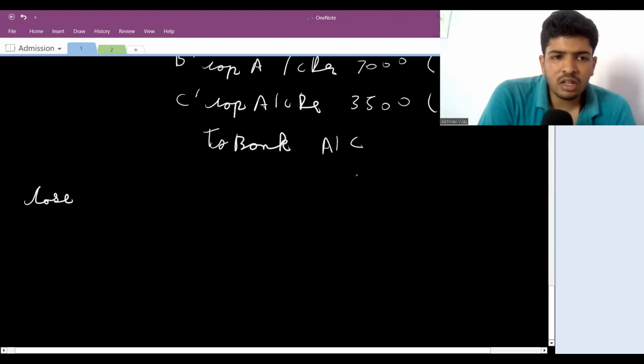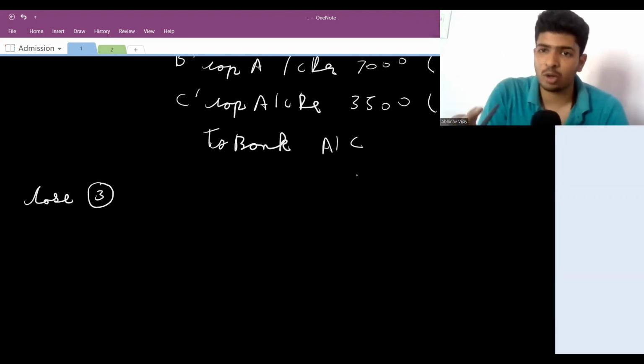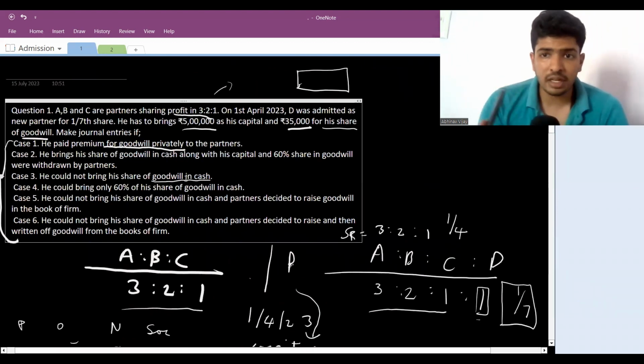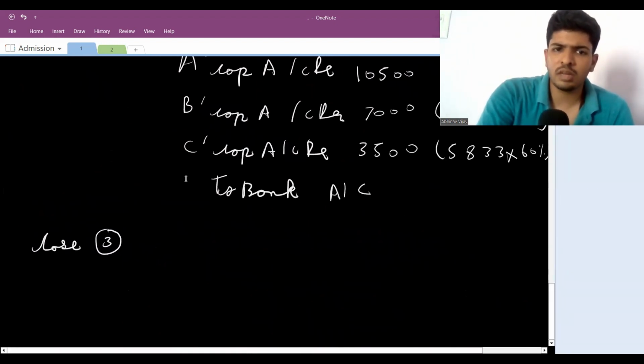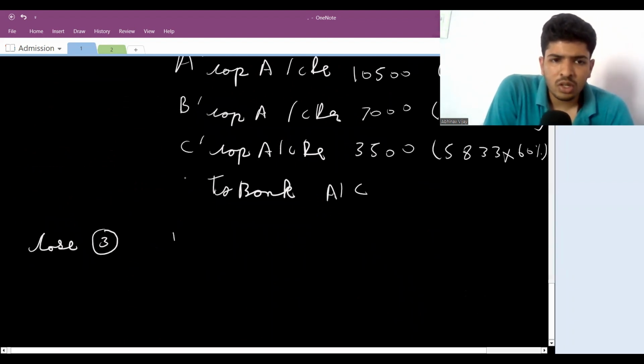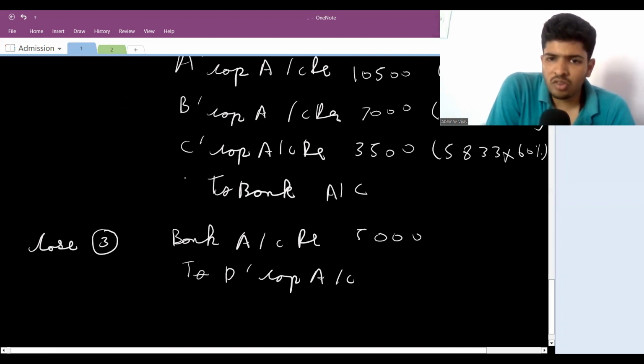Whenever they say he can't bring it in cash, you do just one thing. First, you tell him to bring the amount he can, that is, his capital amount. Here, they're just telling us that he can't bring in his share of goodwill. They're not talking about capital. So whatever he can bring, let him bring first. What can he bring? He can bring his share of capital. So what is the entry for capital? Simple. Bank account debited to D's capital, 5 lakhs. So he's brought in 5 lakh. Whatever he can bring is brought in.